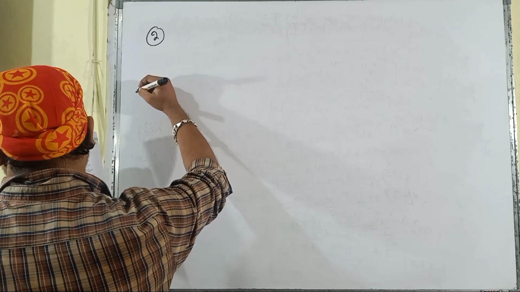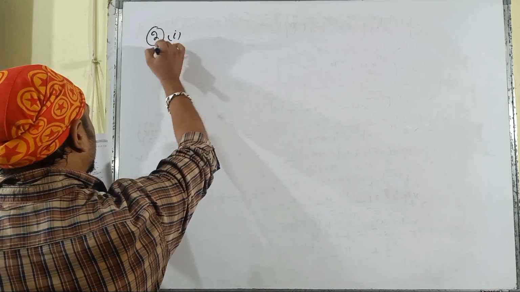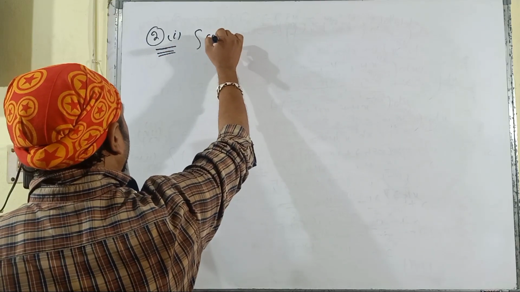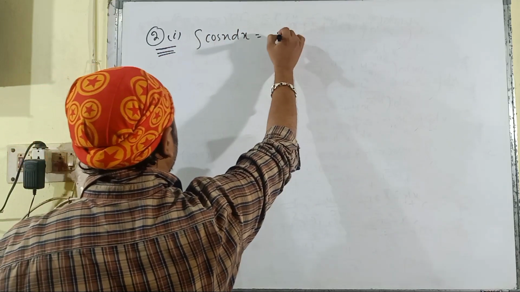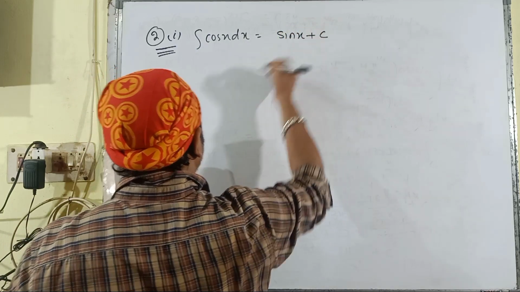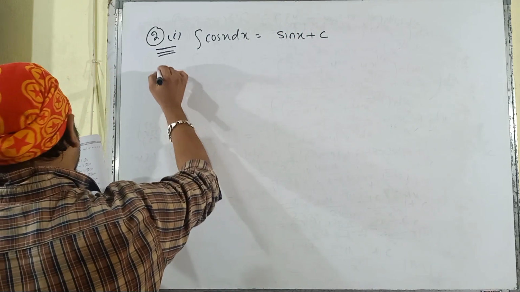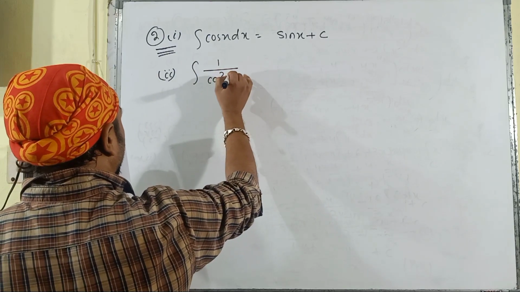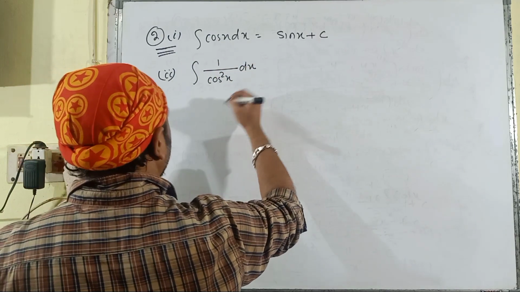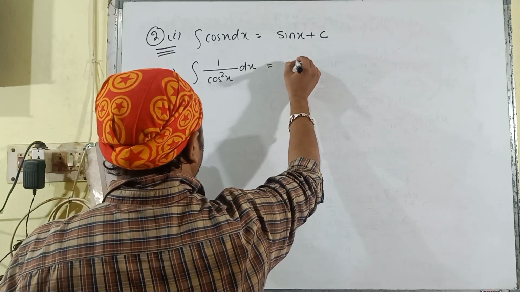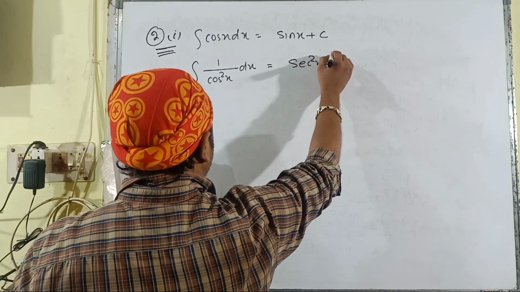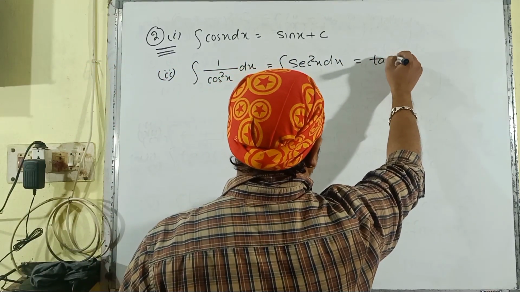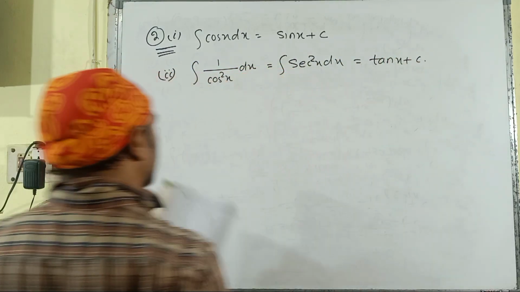So here is problem number 2, and let us go through the first bit of problem number 2. Integral of cos x dx, and that is the formula, we know that it is sin x plus c. Then the second bit is here, integral of 1 upon cos square x dx, then it is integral of sec square x dx, then it is tan x plus any constant c.